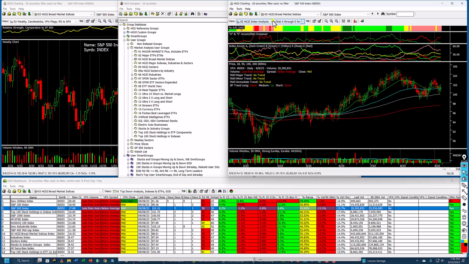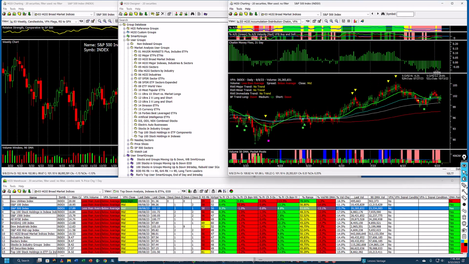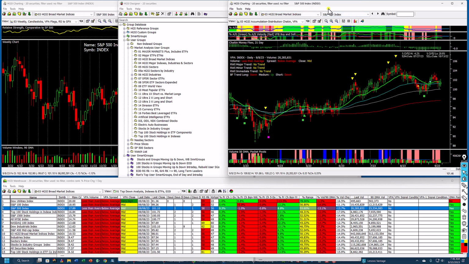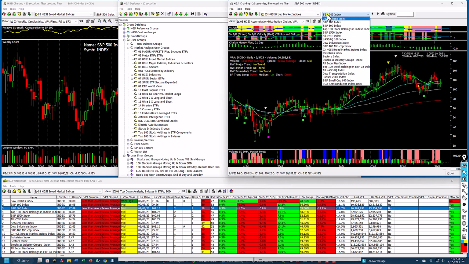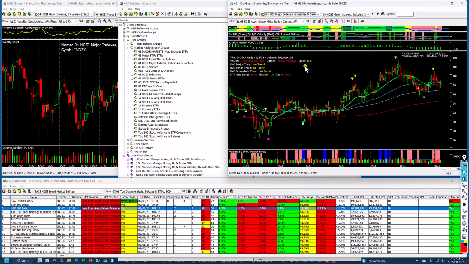So now what I'm doing is I'm going through the internals. This is distribution here also on the Chaikin money flow. So I'm still seeing distribution. So what this does is it gives us insight into actually what's going on with these indexes that are created by HGSI.